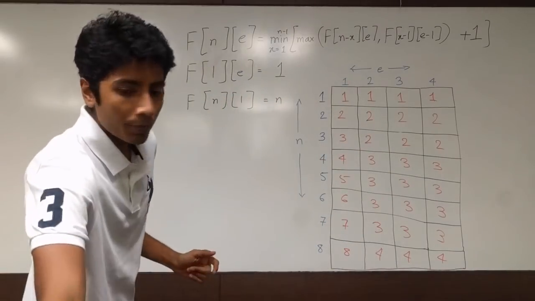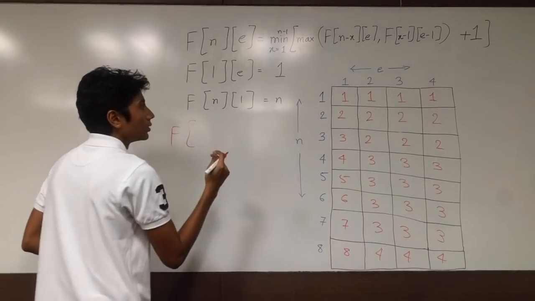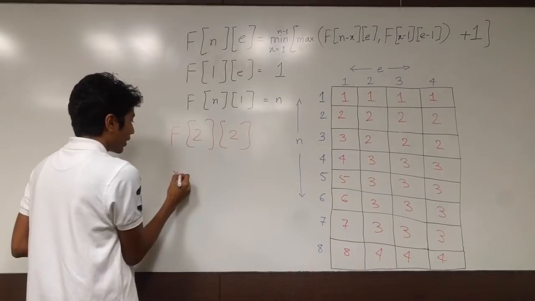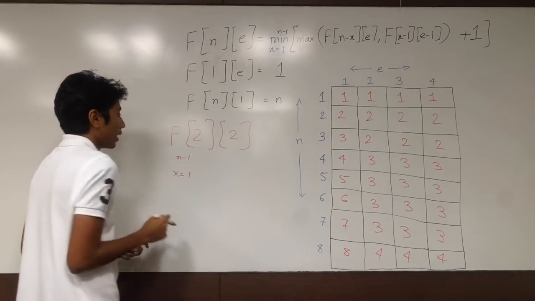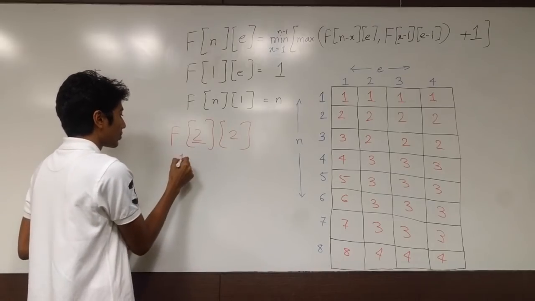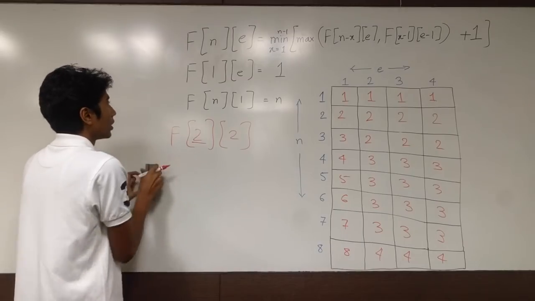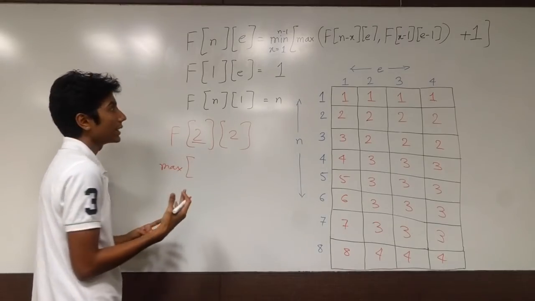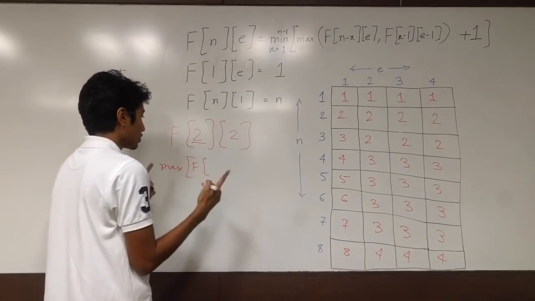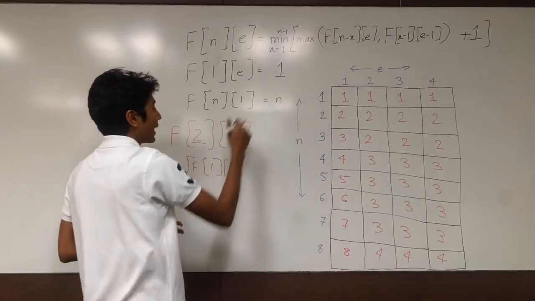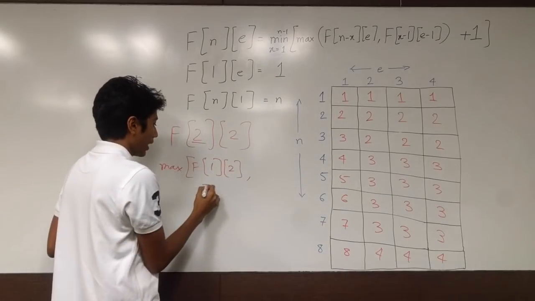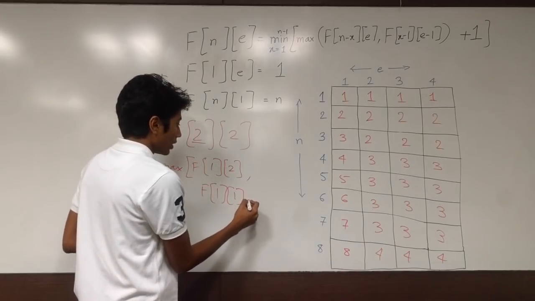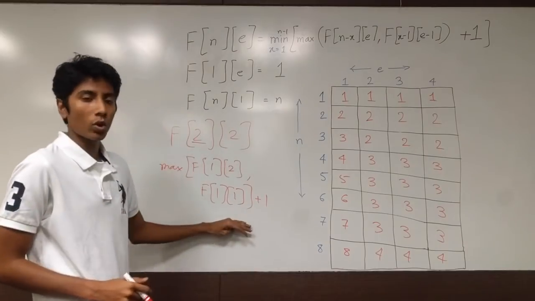So let's try it for a simple one. We'll try it for f of 2, 2. So x starts with 1 and goes up to n minus 1. So n minus 1 here, n is equal to 2. So x starts with 1 and goes up to 1. So there's just one possible value of x. That's nice, we don't need to minimize the quantity ahead. So the worst case when x is equal to 1 is f of n minus x, which is 2 minus 1, so that is 1, and e equal to 2, you don't break an egg. Or f of x, which is 1 now, and e, you break the egg, the second case. So the maximum of this plus 1 is what you will require.